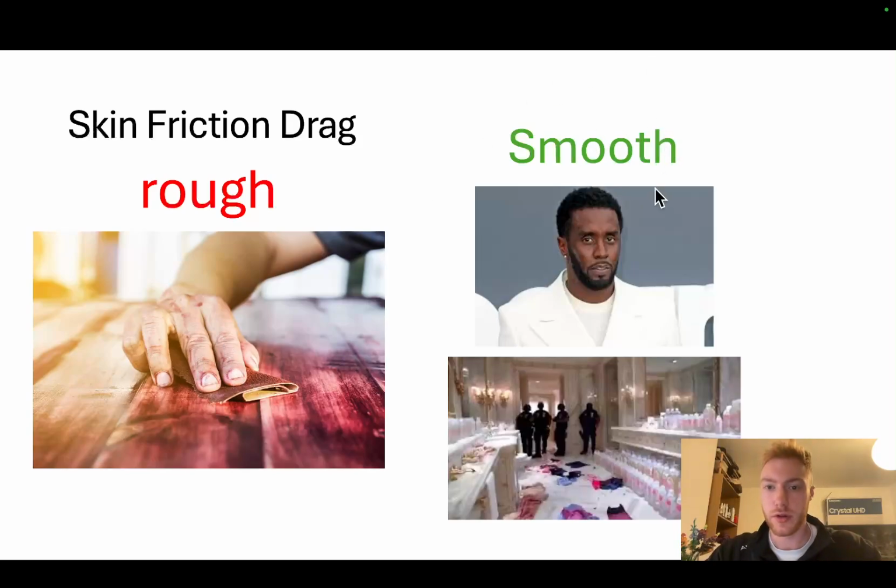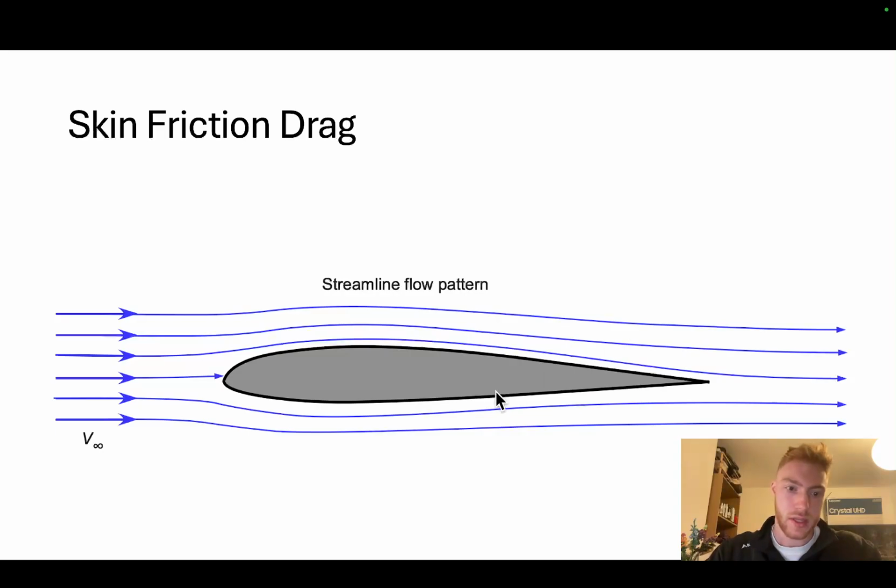So imagine a smooth object such as P Diddy covered in 1,000 bottles of baby oil. If you run your hand along him, it's going to be really, really smooth, and there's not going to be any resistance to this motion. And it's the same for an object. If you think about the airflow over this object, if it's really rough, the air is going to have a harder time. It's going to get slowed down a lot more, and there's going to be a lot more resistance to the air flowing over it, which means that drag will increase.